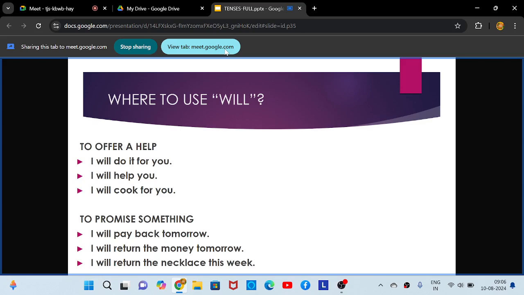Next is to promise something. That is to give a promise to someone. To promise something, you will be using the word will. Right. So I will pay back tomorrow. That is, I will pay the money tomorrow. I will return the money tomorrow. I will return the necklace this week. Okay, so all these are promises that you make to some person. So again, you are using the word will. Hence, these sentences are also in simple future tense.